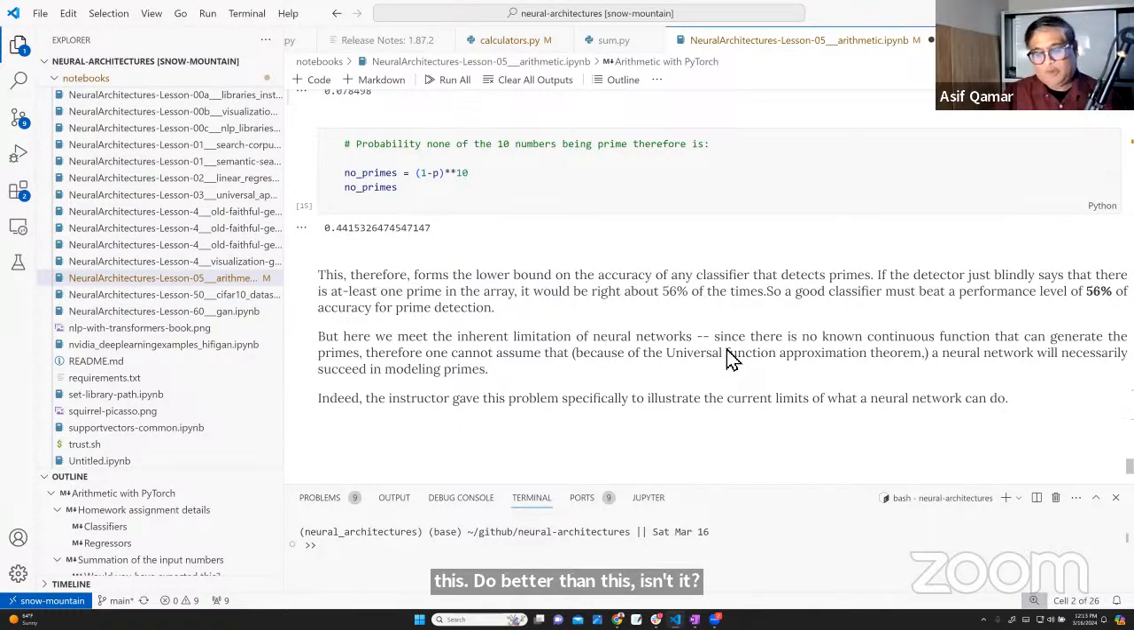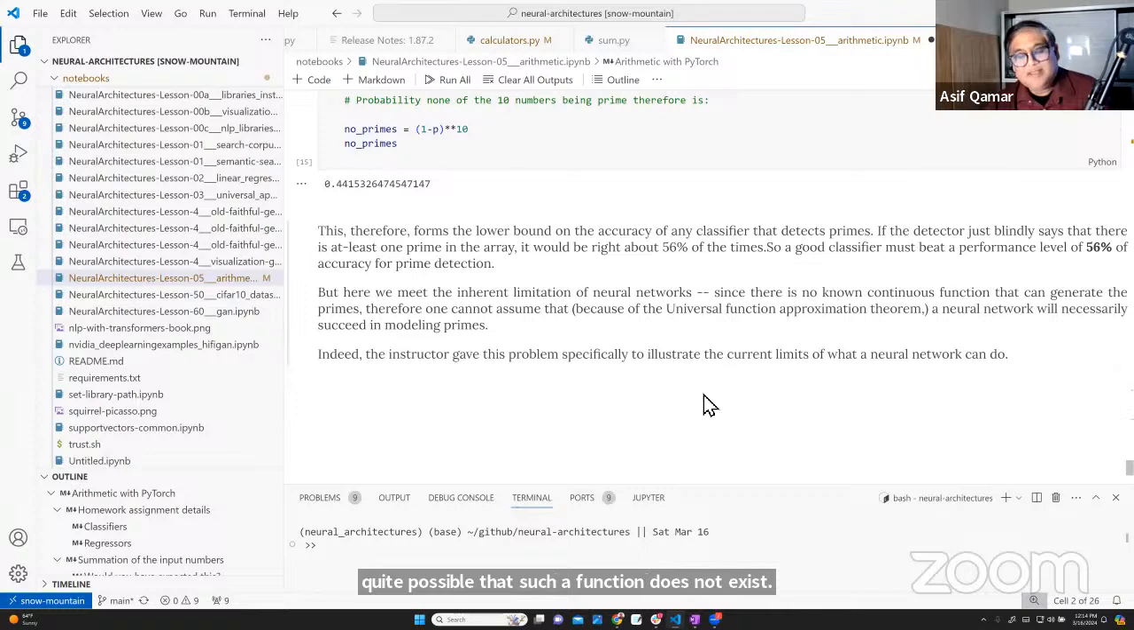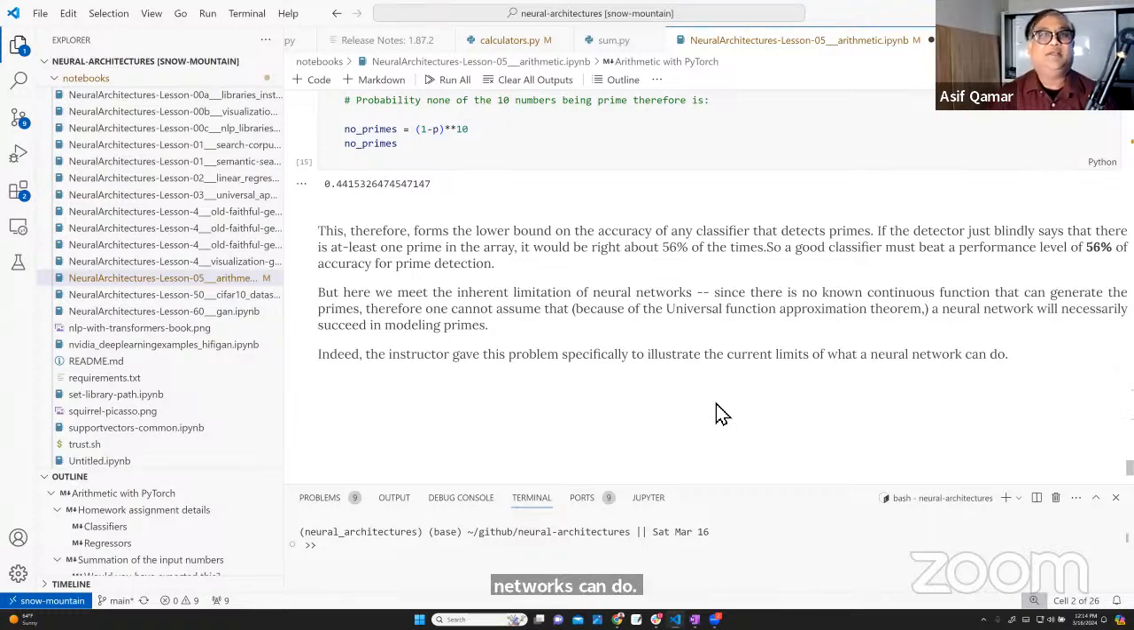But the reason I threw this problem is you will never be able to, for a sufficiently wide range of numbers, create a neural network that genuinely, with near 100% accuracy, detects primes, because it is quite possible that such a function does not exist. So the point of bringing this one is to reiterate that there are things neural networks can do very easily, and there are things that it cannot do.